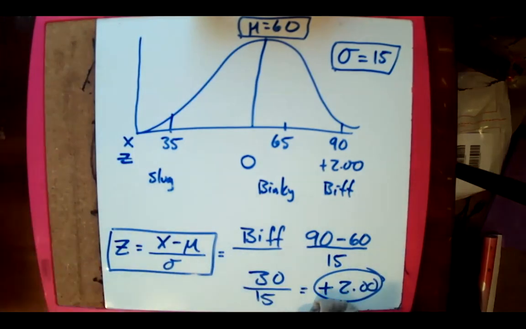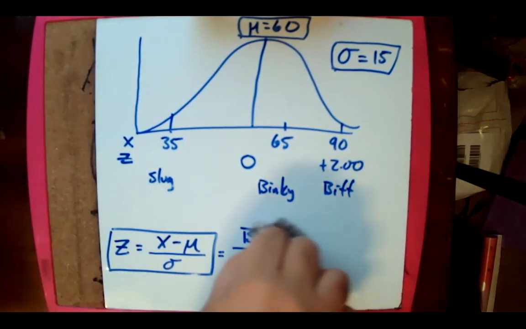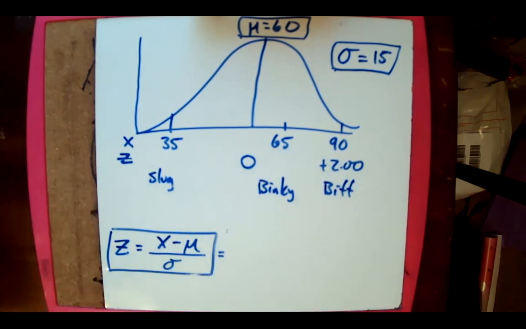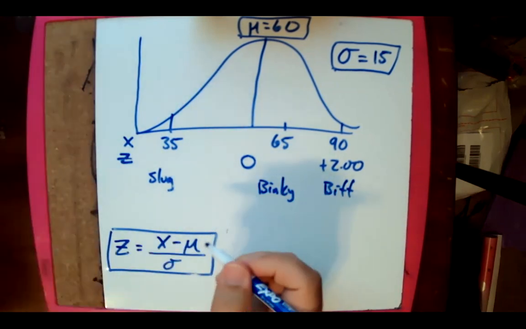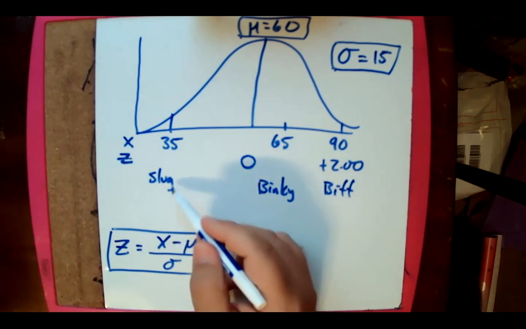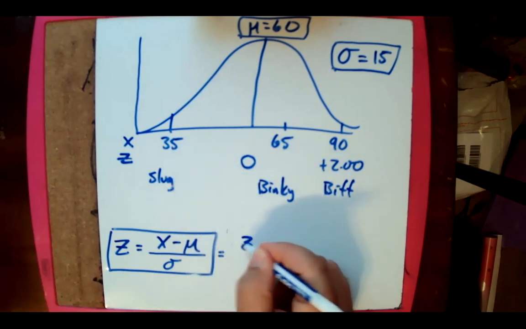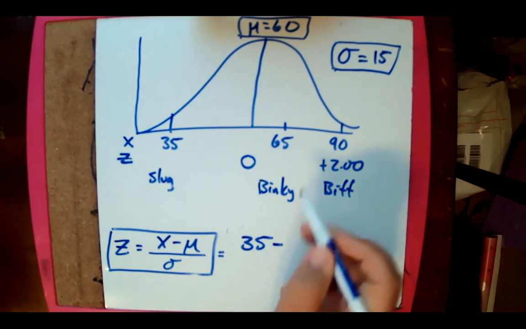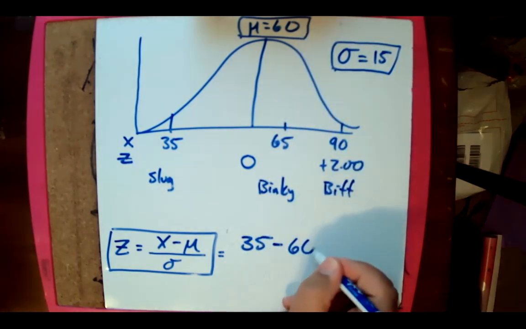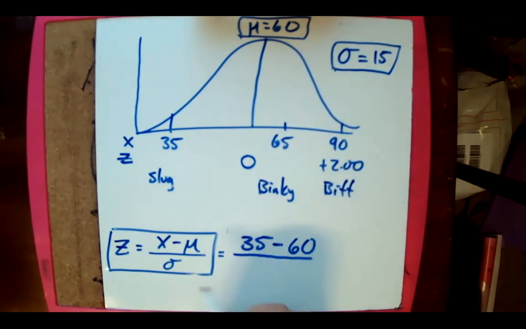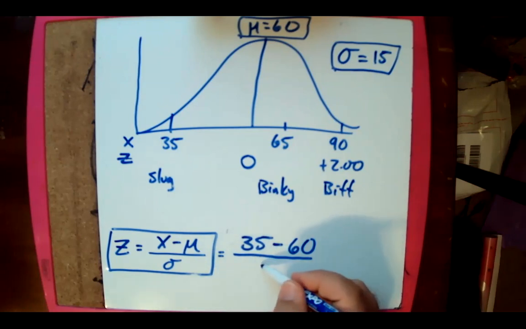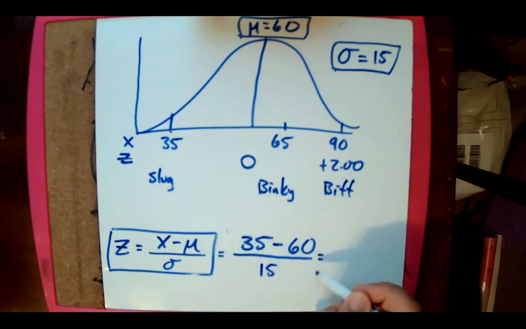Okay, now let's do the same thing for Slug. So I'm going to erase Biff's info and do the same thing for Slug. You'll see that we're going to use a lot of the same information. We're just going to change the X value. So Slug's X value is 35, and we want to know how far 35 is from 60. So already we know it's going to be a negative answer, and we're going to divide that by 15. So that gives us a negative 25 over 15.